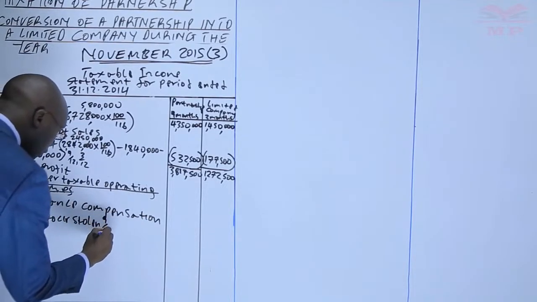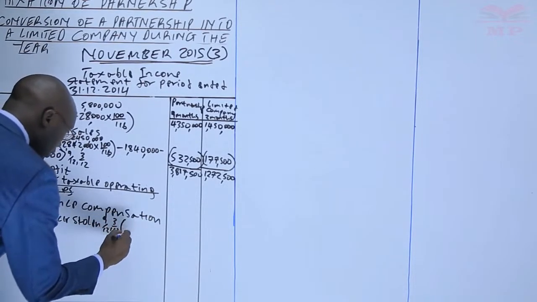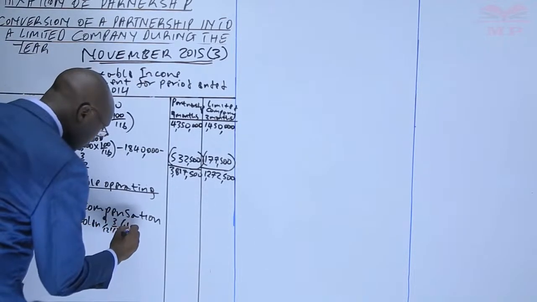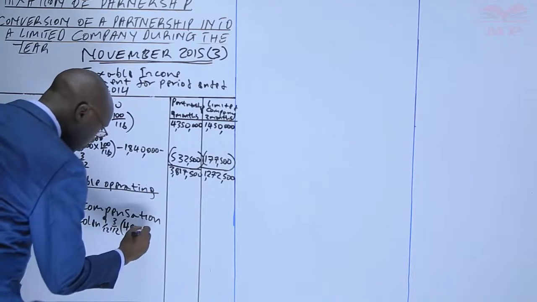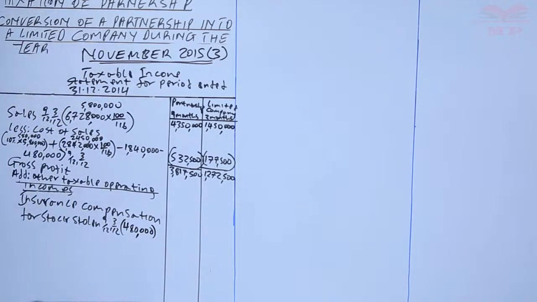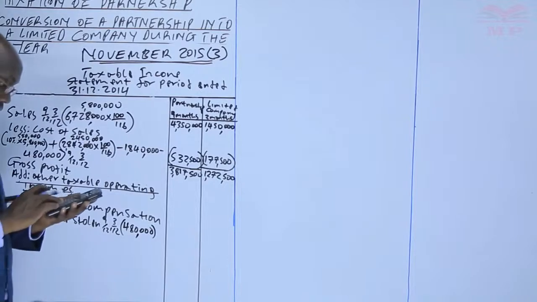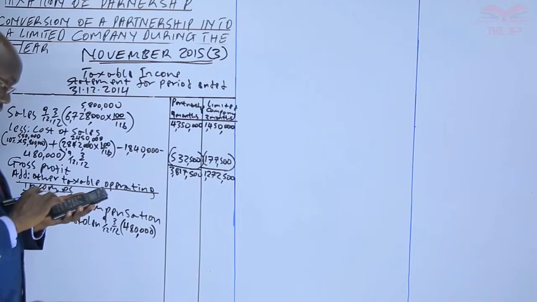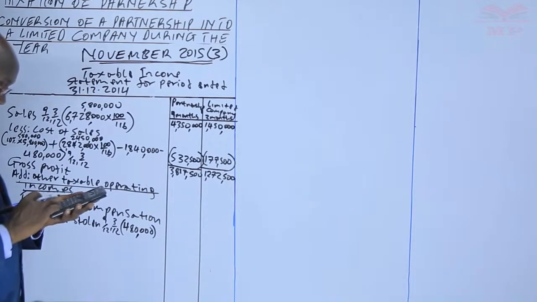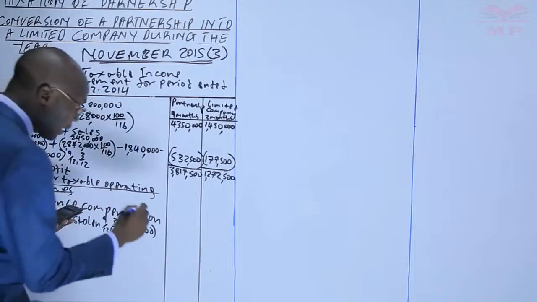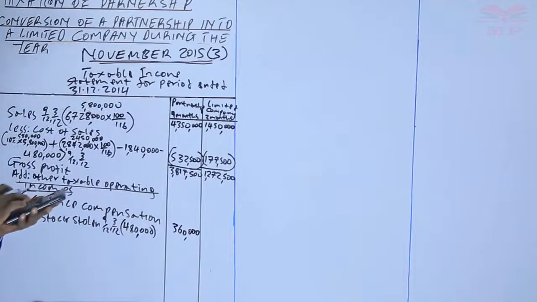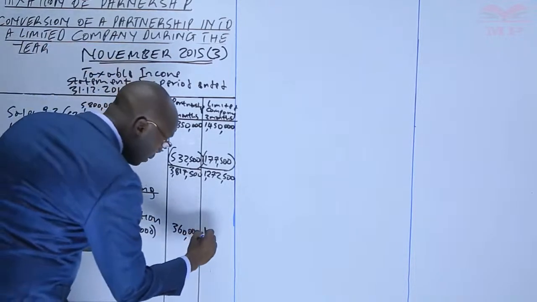So we come here, insurance compensation. We have 9/12, 3/12 of 480. So we have 9 divided by 12 times 480,000. That gives us 360. The other one is 3/12 of the same, 120.